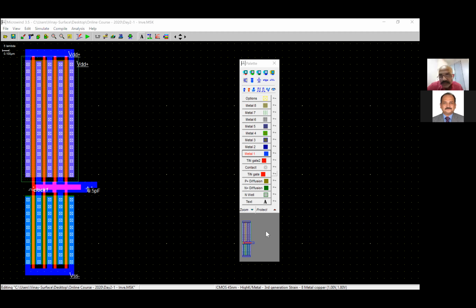Has anyone seen earlier an inverter being made as an amplifier? Has anyone done this earlier, or maybe heard of this earlier? First of all, let me ask this question. It's a simple yes or no answer. Okay, there are a couple of no's. That's okay, no problem.